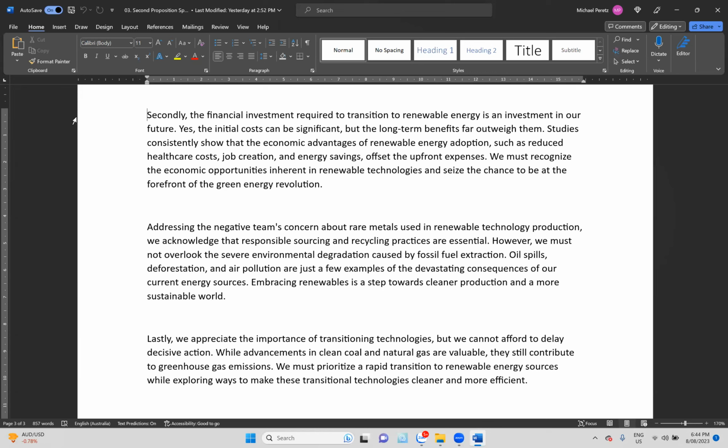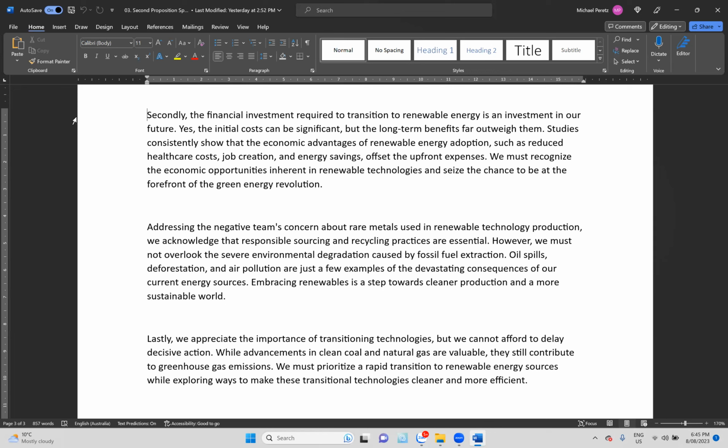Secondly, the financial investments required to transition to renewable energy is an investment in our future. Yes, the initial costs can be significant, but the long-term benefits far outweigh them. Studies consistently show that the economic advantages of renewable energy adoption, such as reduced healthcare costs, job creation, and energy savings, offset the upfront expenses.